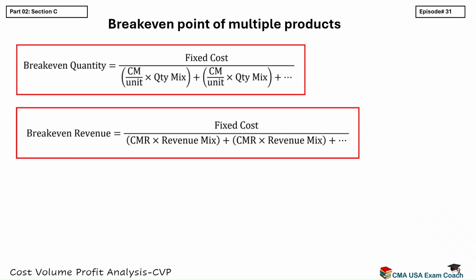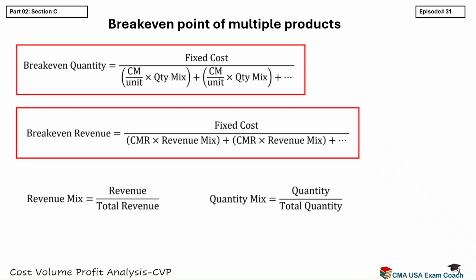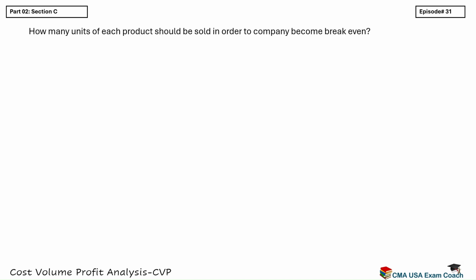For calculating revenue mix, the formula is revenue mix equals revenue divided by total revenue. And for quantity mix, the formula is quantity mix equals quantity divided by total quantity. Let's do one practical example. The question is, how many units of each product should be sold for the company to reach the break-even point? Let's go through the given data carefully.